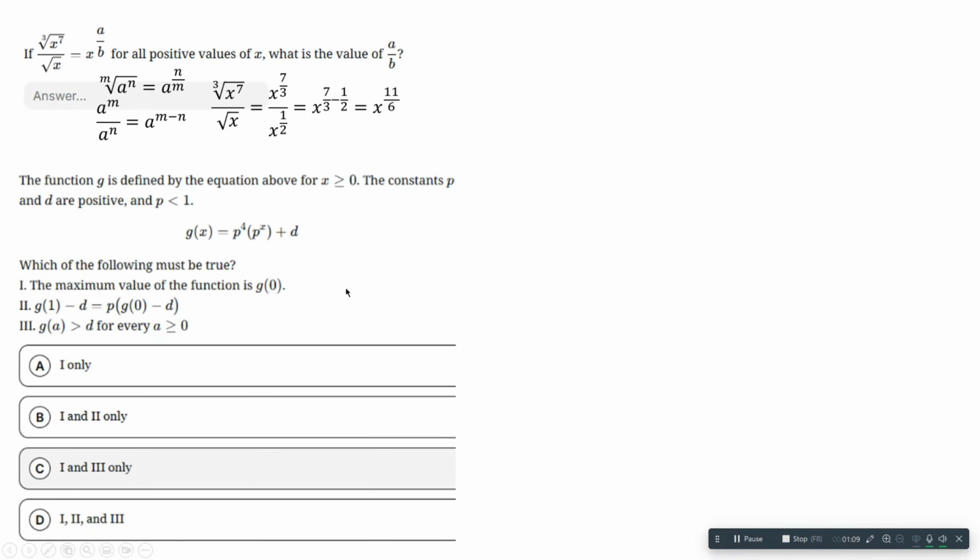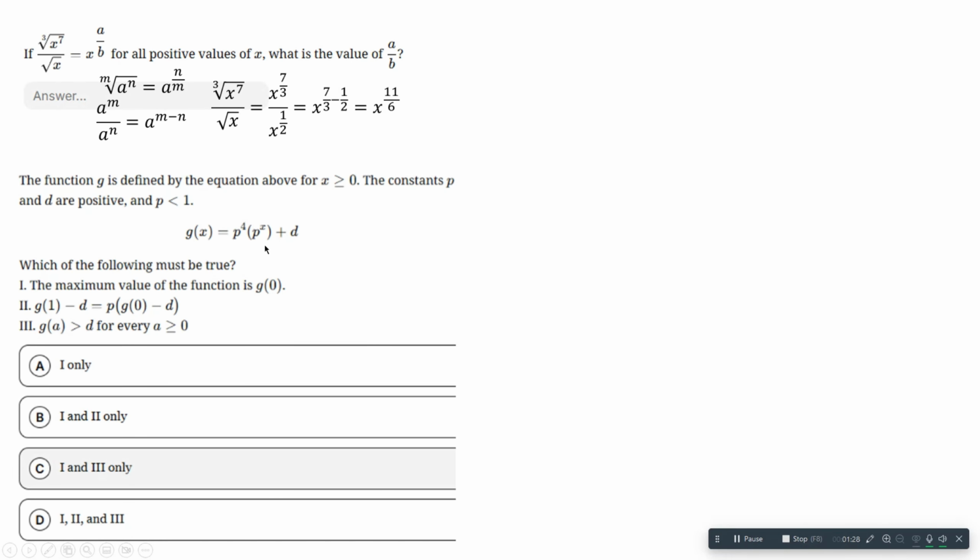And this is the second problem. The function g is defined by the equation above for x non-negative. p and d are positive and p is less than 1. Given this equation, which of the following must be true? First, the maximum value of the function is g of 0.